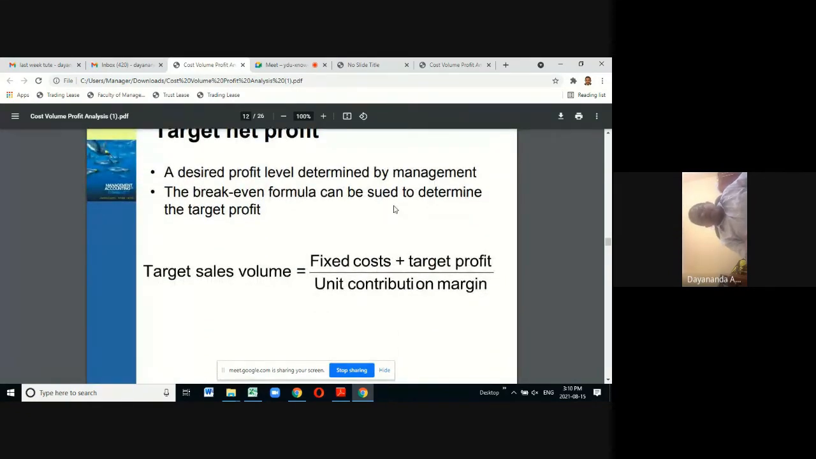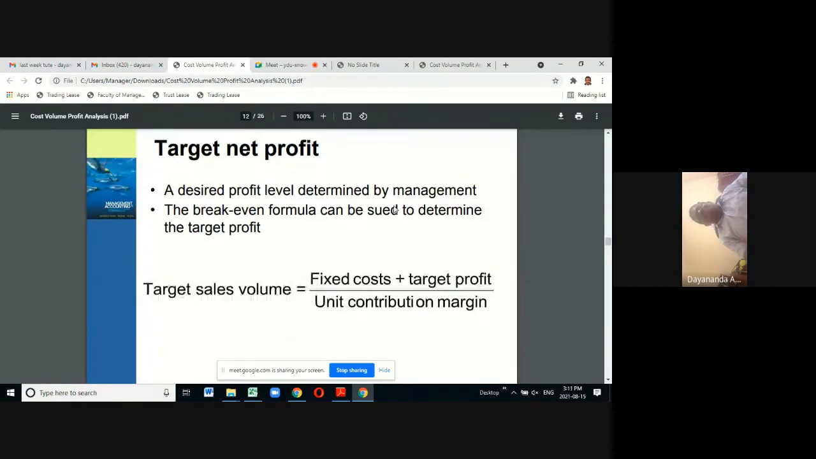Then we will discuss another concept, target profit. But before that, I would like to put our attention onto the example we did here. So shall we just focus on our Excel sheet?